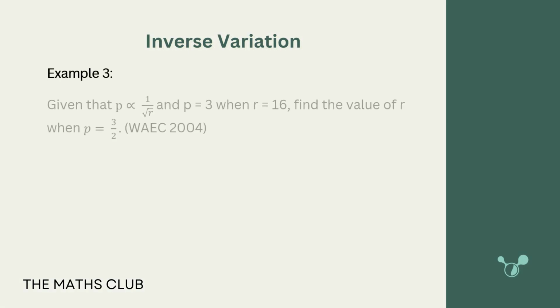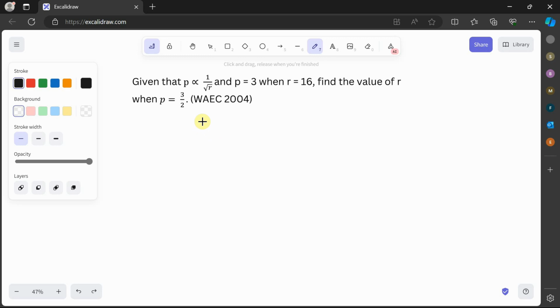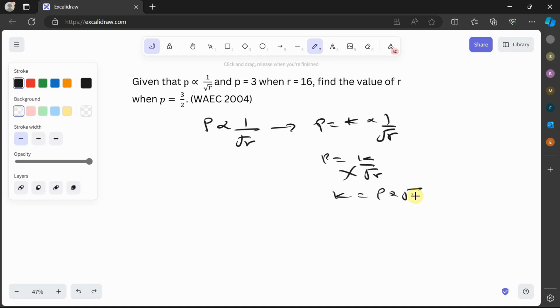Let's see this example. It says that given that p is inversely proportional to 1 over square root of r, and p is equal to 3 when r is equal to 16, find the value of r when p is equal to 3 over 2. Let's solve it together. I can just say p is inversely proportional to 1 over r. I'll change this to equal to by saying p is equal to k times 1 over square root of r. And that will be p is equal to k over square root of r. If I cross multiply, I can say k is equal to p times square root of r.